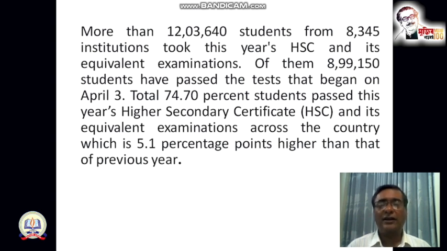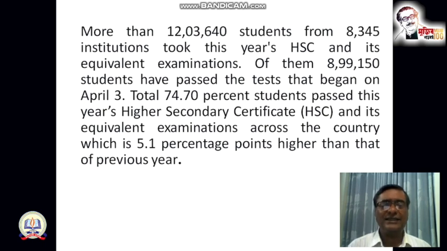So what are the rest major information we need? Let's look at the next sentence. Total 74.7% students passed this year's higher secondary certificate and its equivalent examinations across the country, which is 5.1 percentage points higher than that of previous year, or that of the previous year, you can also say.